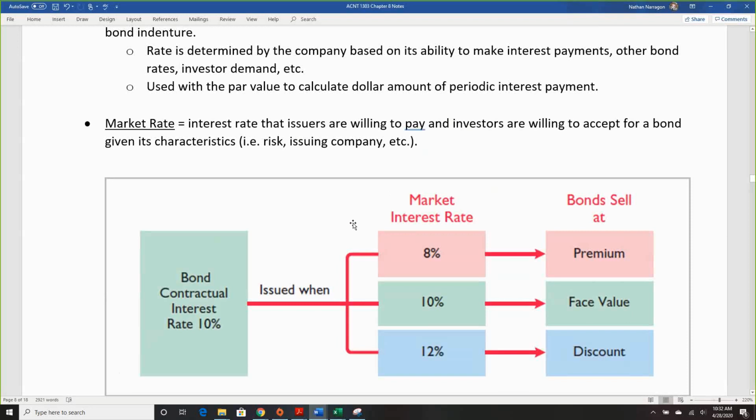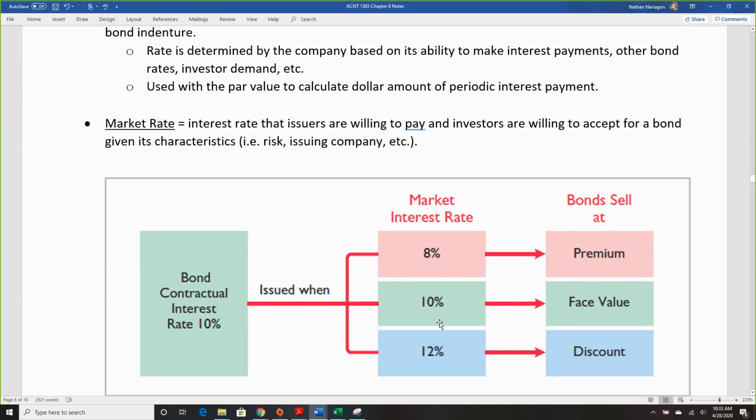So our market rate and our contractual rate. And your book actually does show the rates. Now, when the contract rate is greater than the market interest rate, as you can see it's 10%, market interest rate is 8%. This is a bond selling for a premium. Okay? So it's going to sell higher than usually the par value. That's what premium is. Selling higher than par value.